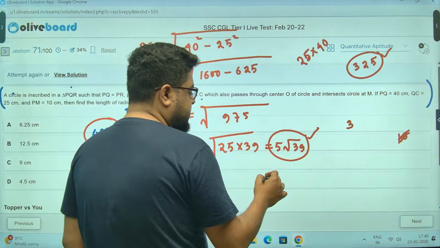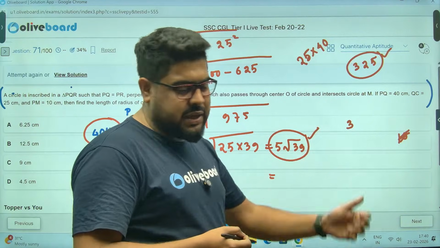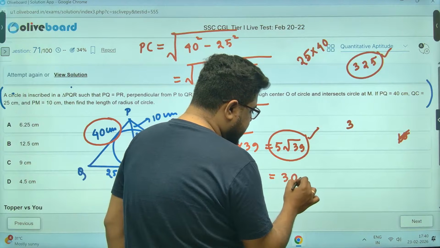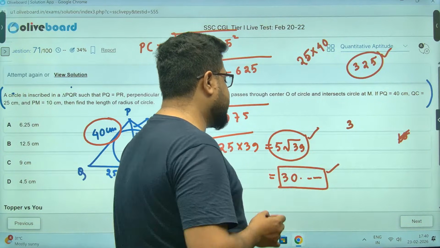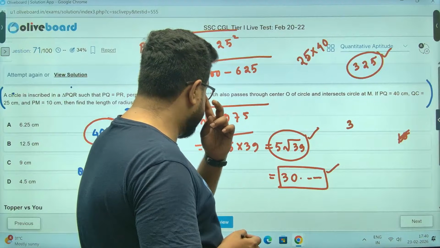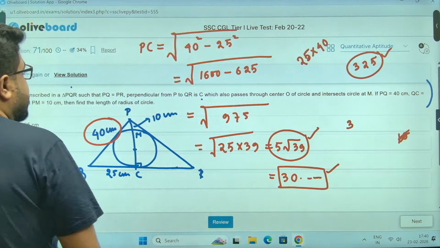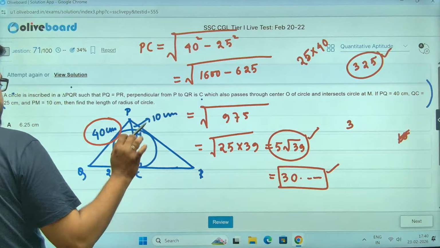Chalo, I don't have any other option. So this will be 6 point something, that means 30 point something, I'm guessing. But again, it should be greater than 31 or 32. Okay, let's see how much we can do.